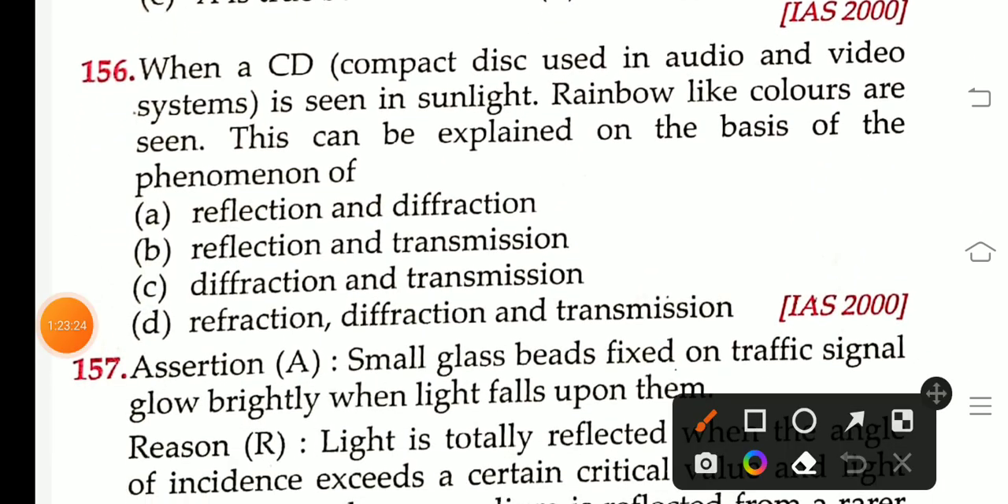Next, when a CD compact disc used in audio and video systems is seen in sunlight, rainbow like colors are seen. This can be explained on the basis of the phenomenon of. Right answer will be option D, refraction, diffraction, and transmission.